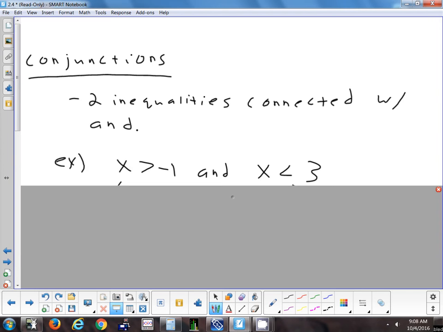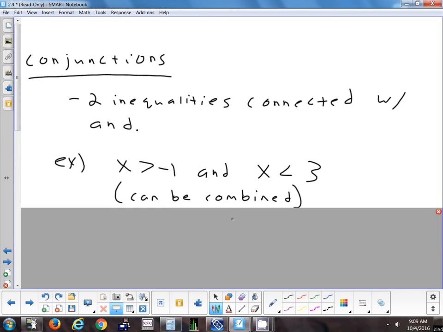Any numbers between negative 1 and 3. Exactly, it's just between. Okay? We have to be careful: is it strictly between, meaning can I include negative 1 and 3, or is it not including? In this case, it's not including negative 1 and 3. And you can also combine this into a single statement. Does anybody know how you do that?